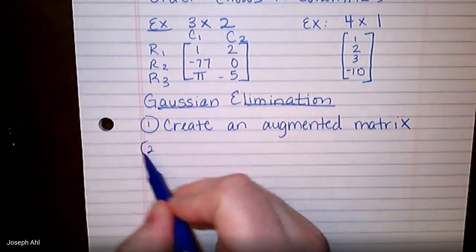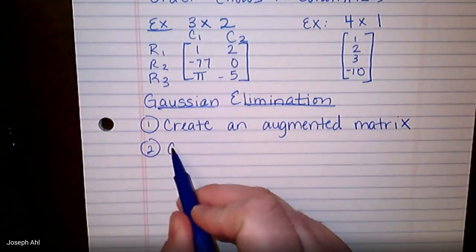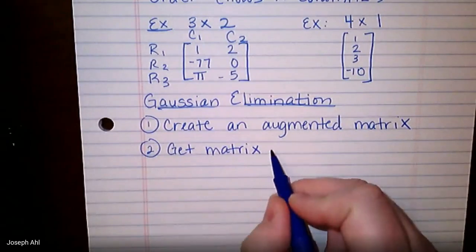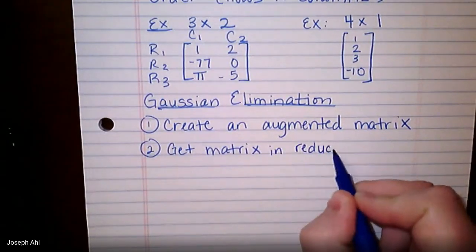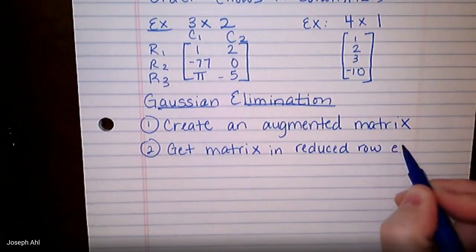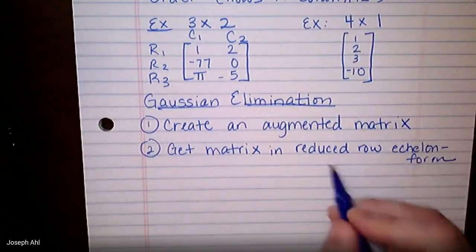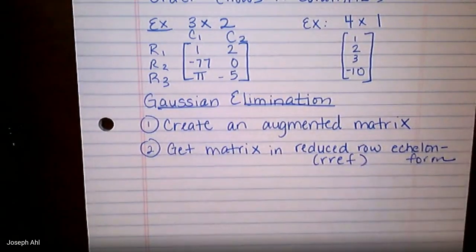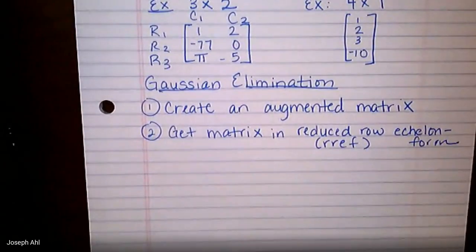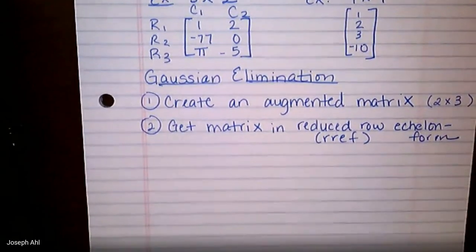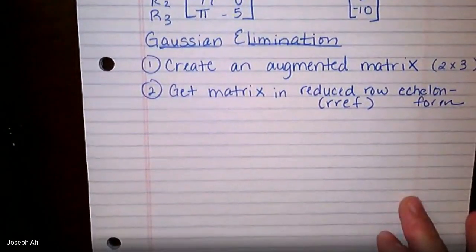And then from there, once you've created an augmented matrix, your goal is to get the matrix in reduced row echelon form, which is a really fancy name, and I'll show you what that looks like. The abbreviation for that, and that we'll eventually see, is RREF, reduced row echelon form. By the way, all of these matrices will be, for our examples today, 2 by 3 matrices. And you'll see why once we start setting up the systems that we're about to solve.